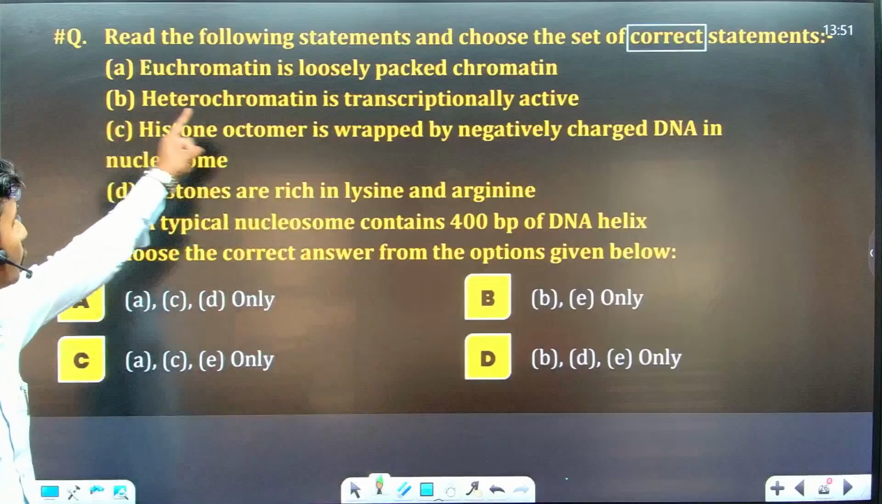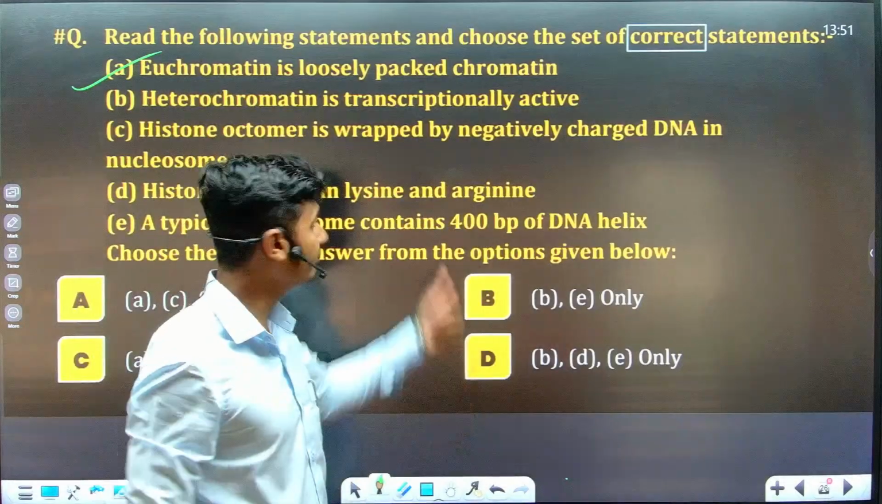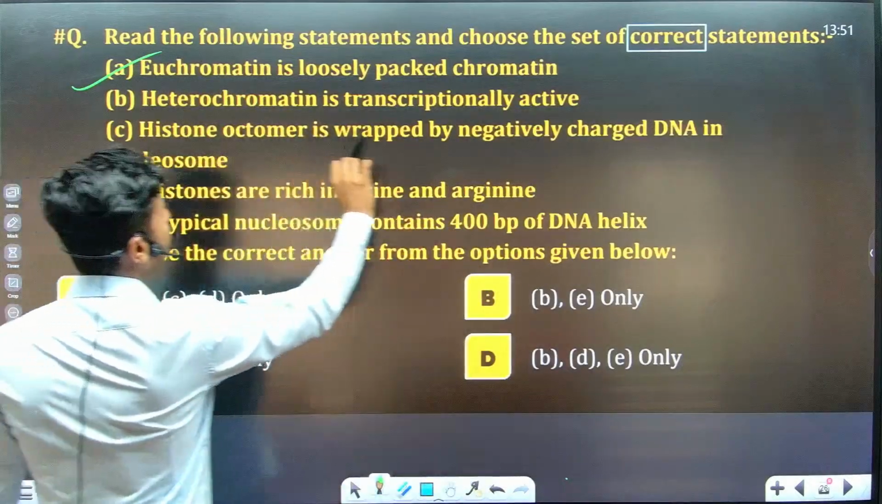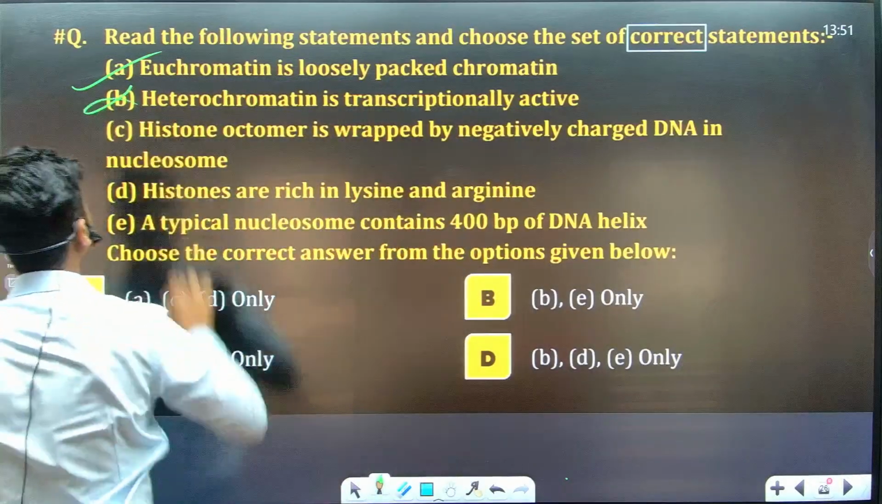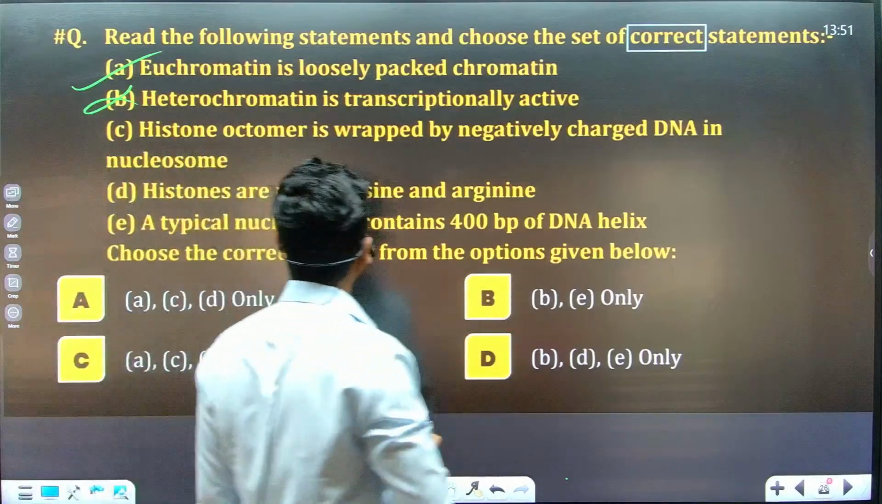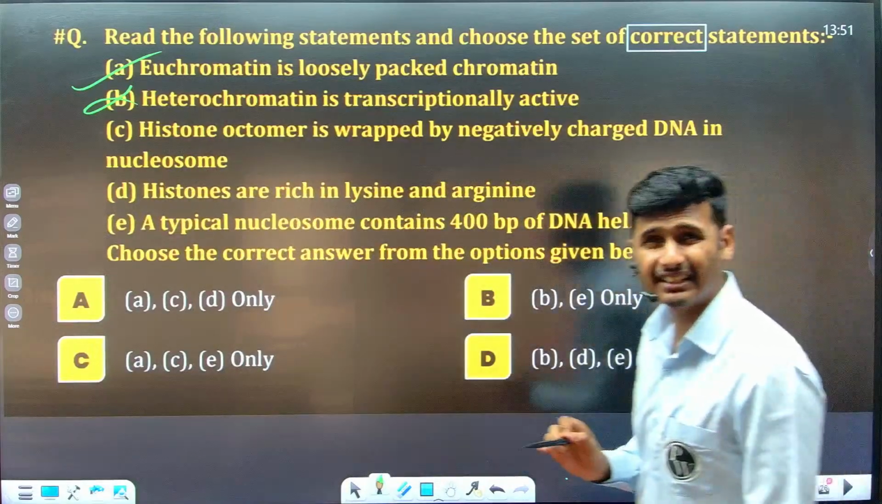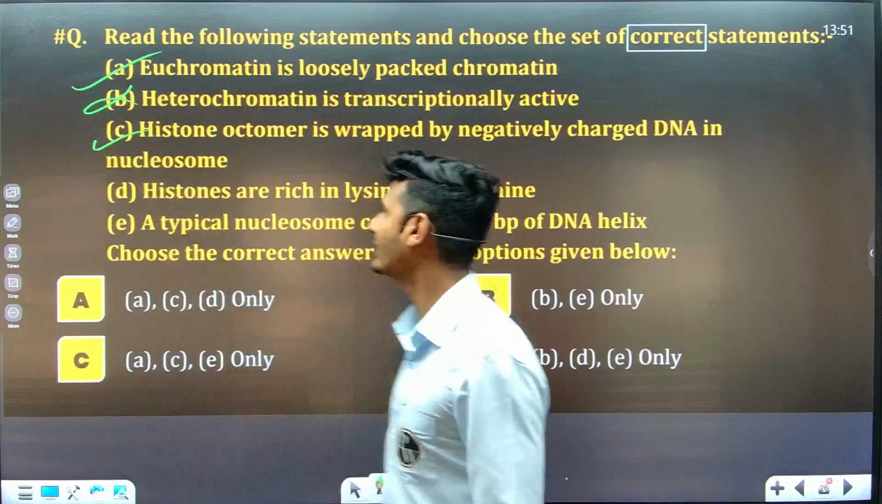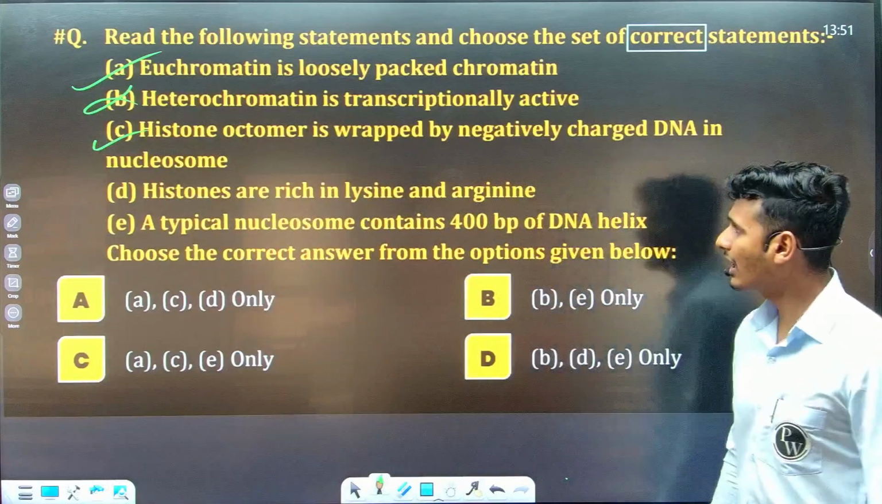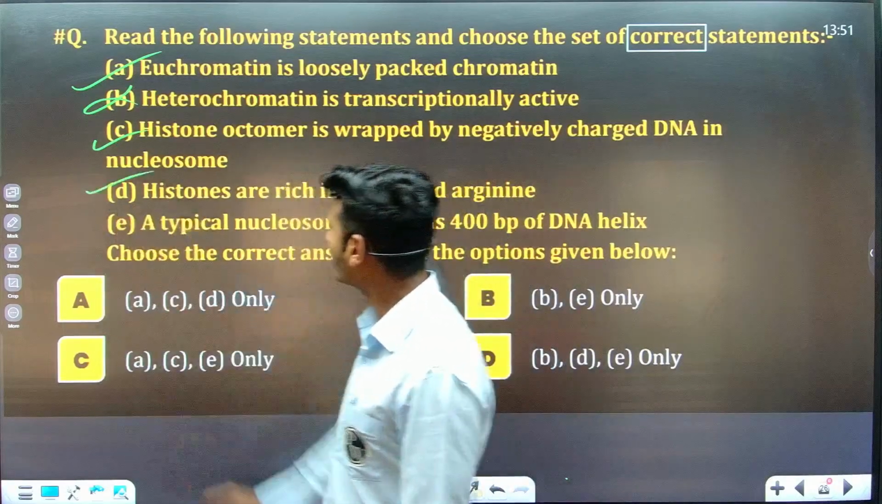First, euchromatin is loosely packed chromatin. Yes, it is correct. Just before 2 seconds, we read this. Heterochromatin is transcriptionally active. Wrong. It is inactive because it is compactly packed. Histone octamer is wrapped by negatively charged DNA in the nucleosome. It is correct, right? We discussed this in packaging. Histones are rich in lysine and arginine. I think it is also right.